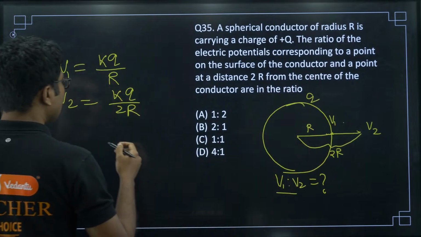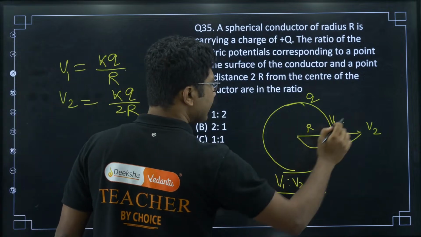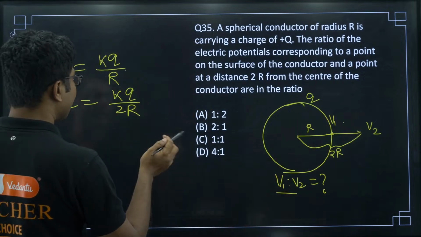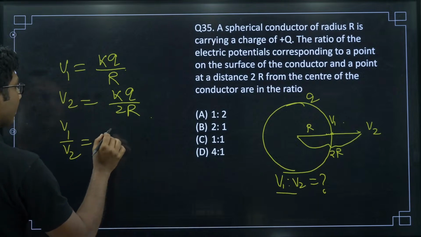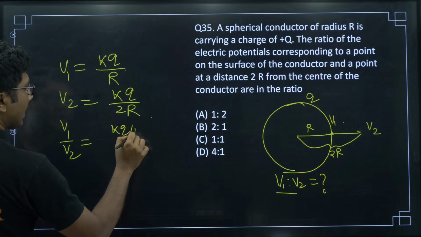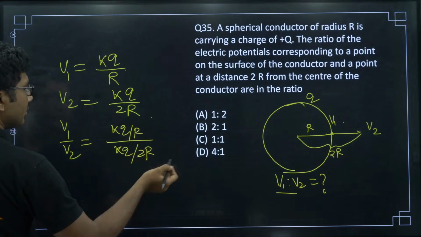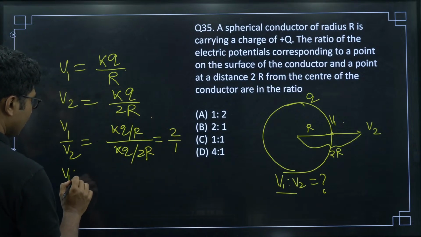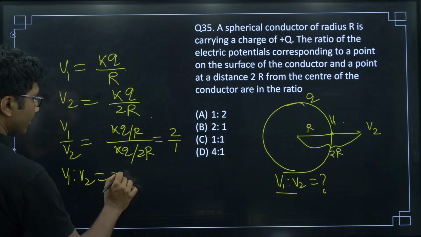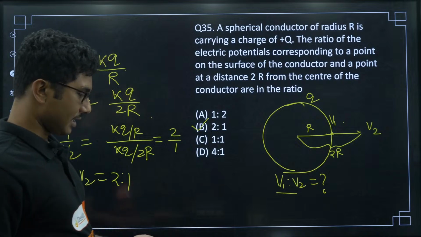This is the surface, an equipotential surface. So, that is why we know this is the formula, and any point at a distance 2r can be calculated using this formula. So, what is V1 by V2? V1 by V2 is K Q by R divided by K Q by 2R. So, this 2R will go up. So, 2 by 1. So, V1 is to V2 equals 2 is to 1. So, 2 is to 1 is the answer. Option B is the correct answer.